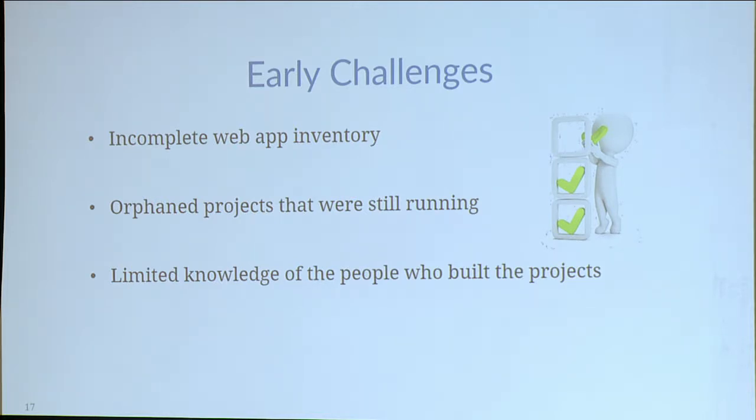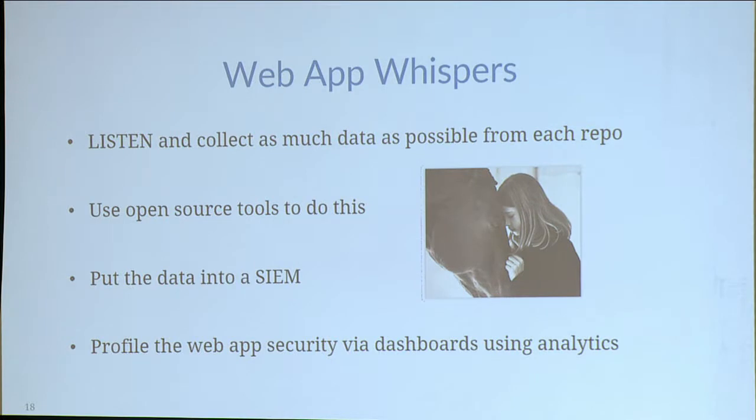But the thing that really challenged us, and this is sort of the bulk of today's presentation, is we really had limited knowledge of the people who built the projects. We knew some, but we didn't have that insight like you would have at a normal company. So what we had to become were web app whisperers. What we needed is to get as much information about the app as possible. We listened, we collected the data, we used open source tools to do this, we put the data into a SIEM, and then from there the SIEM would have its dashboard, this is the goal, and we could actually profile the web app security from there in addition to all this other information that we got. Because just imagine us getting just a URL of the repo, and that's it.